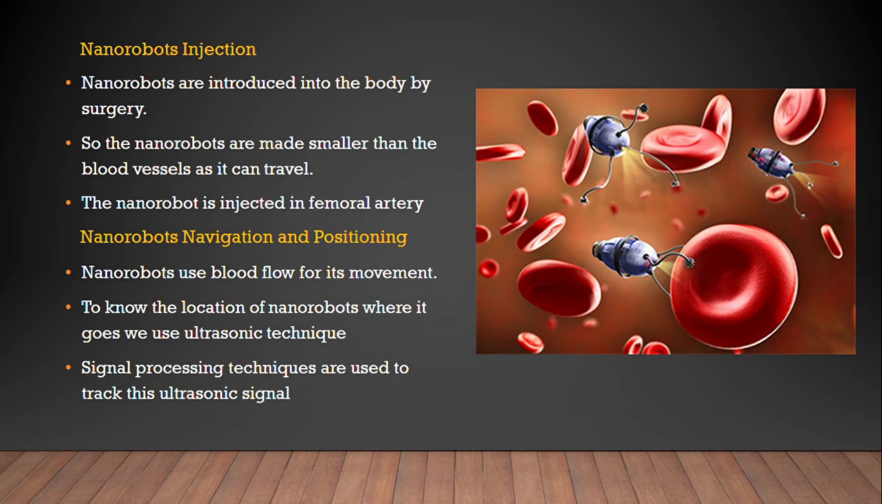Secondly, nanorobots navigation and positioning. Nanorobots use blood flow for their movement. To know the location of nanorobots, where they go, we use an ultrasonic technique. Signal processing techniques are used to track this ultrasonic signal.